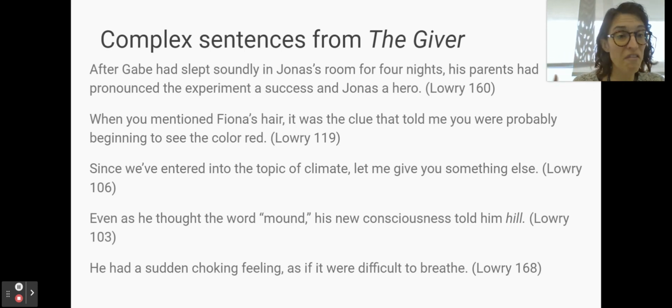Now, bonus one at the end here. He had a sudden choking feeling. Oh, wait, there's no subordinating conjunction. There's no AWUBIS. That's our independent clause. Now look, as if it were difficult to breathe. There's my as, there's my subordinating conjunction. My second clause is dependent. Okay, asterisk.